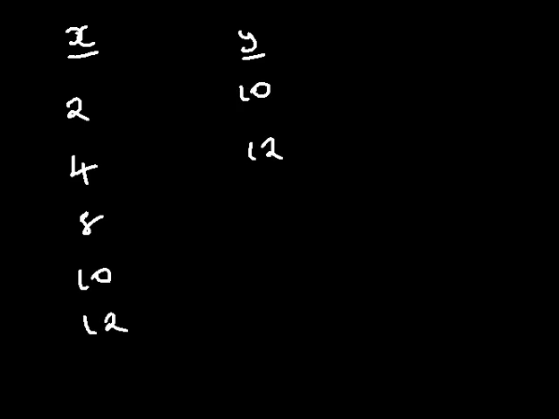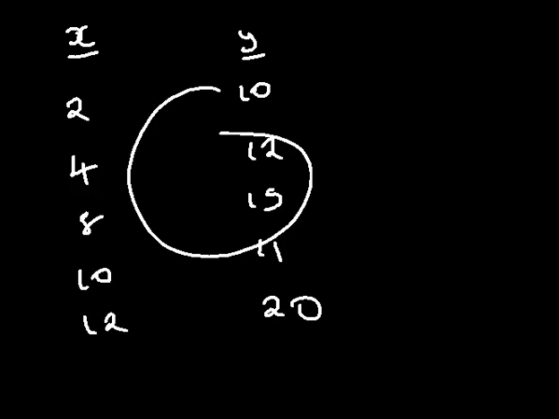So that's how you should understand that. Try to come up with a scatter plot for the following data. Let's say we have the data given: x and y. Let's say we have 2, 4, 8, 10, 12 for x, and 10, 12, 15, 11, 20 for y. We should have the scatter plot for that data.